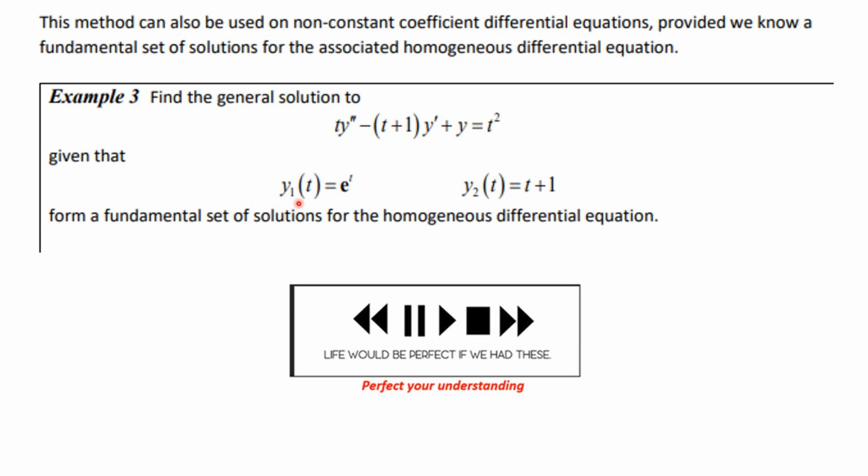But I tell you that y1 of t and y2 of t are linearly independent and are solutions. And you really should probably check that out, make sure they're solutions, and do a Wronskian. But anyway, given that, you can solve this. So follow your nose. You know what to do. Let's see how you did.